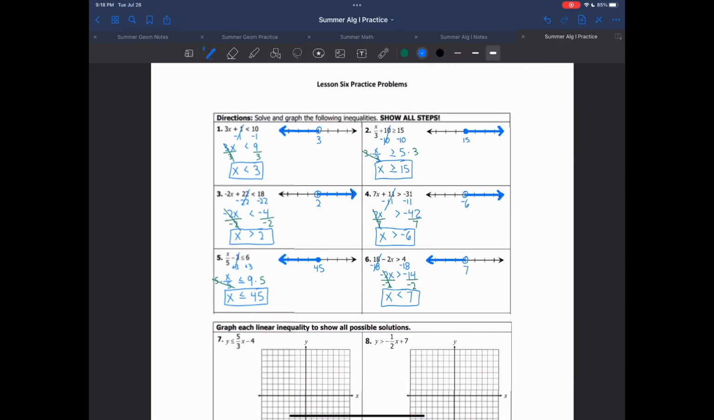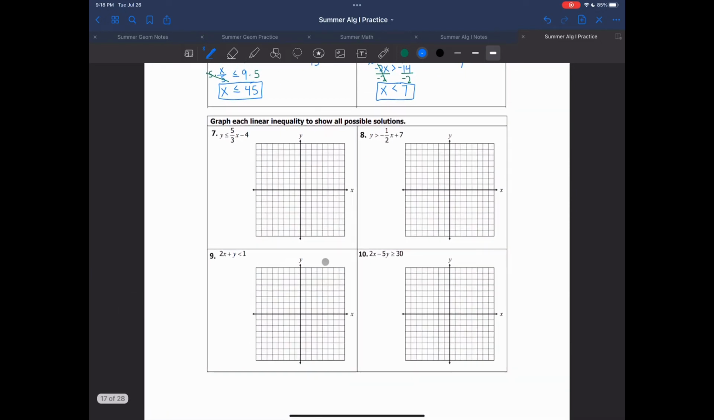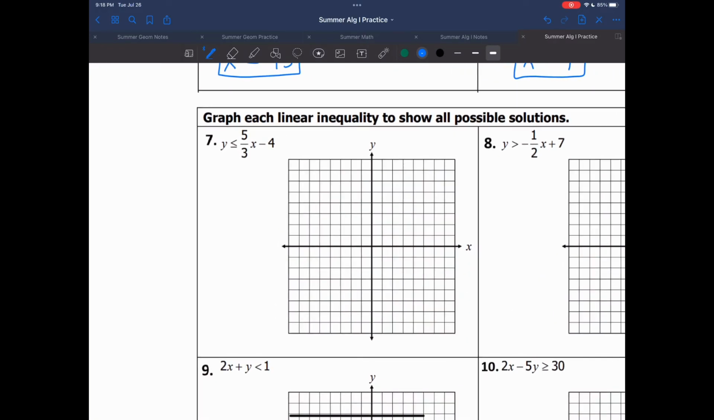Okay, so hopefully that section went well for you. We got 4 left here. Now we're graphing on the coordinate plane, because if you look at all of our equations, they have x and y variables in them. Or I should say inequalities, because we don't see any equal sign.